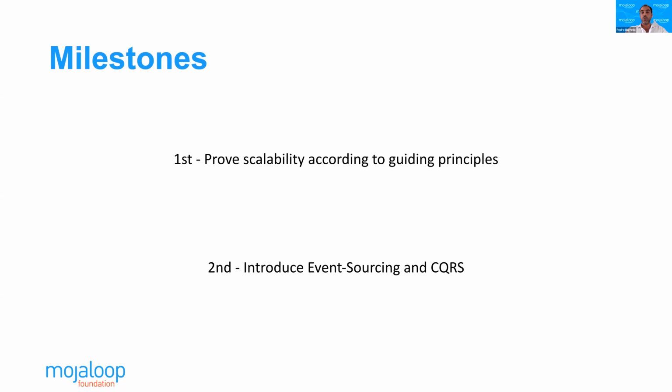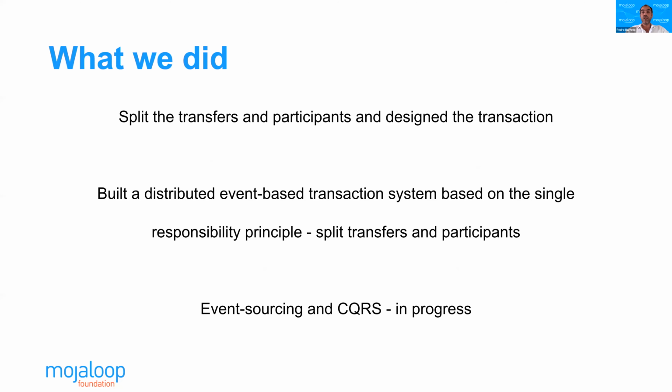Regarding the state, we achieved milestone 1 mid-PI, so a few weeks back. Since then, we've been stress testing the system to get more load. And in parallel, we've been working on the event sourcing and CQRS implementation. So exactly what does this mean? What did we do? We started by splitting the transfers and the participants so that they can do their own things really well separated. And then we designed the whole transaction as a series of messages being passed between them.